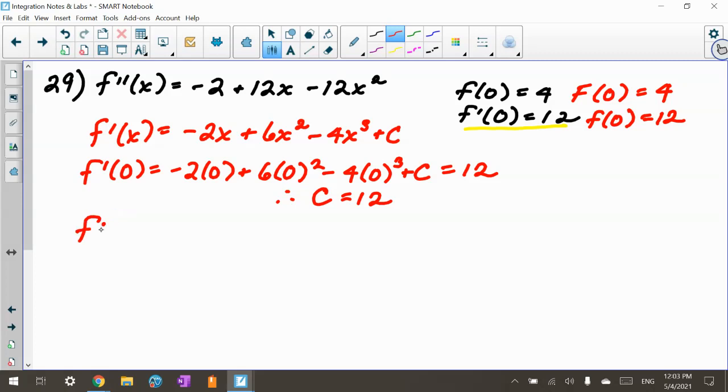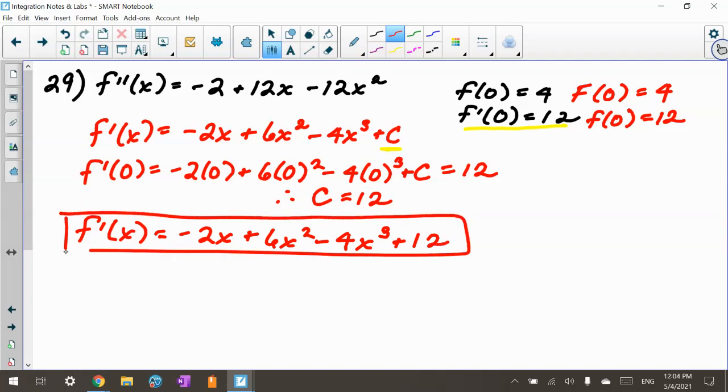So now I know that f prime of x, I no longer have to worry about this constant here. I can actually put a 12 there. So f prime of x actually comes out to be negative 2x plus 6x squared minus 4x cubed plus 12. And if you're uncomfortable with that, you can always do the derivative and go back and see if it ends up with what we have here, and it will, okay?